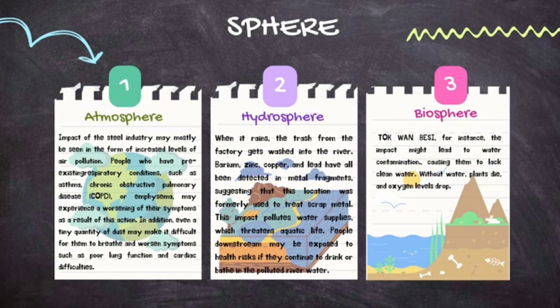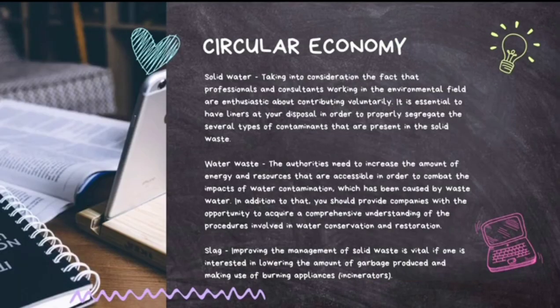And last one, biosphere. If an impact occurs in Tok Wan, for instance, it may contaminate the water supply, leaving residents without access to potable water. Lack of water kills plants, reducing oxygen in the air. This is the circular economy for this industry, part one, which is solid waste.